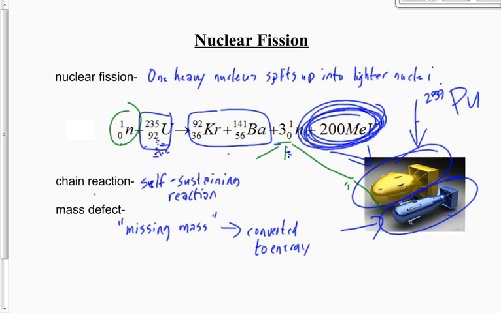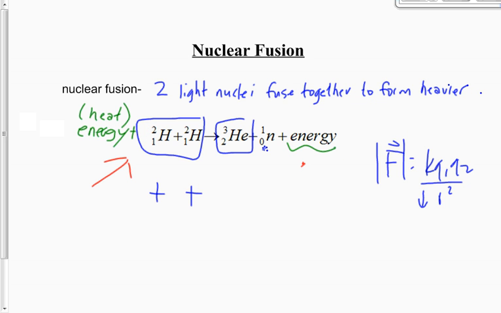We can't control this fusion thing. We can't control it. So basically right now, if we build ourselves a nuclear fusion reactor, we're basically building ourselves a bomb. You're not going to power a city. You're going to blow up a city.